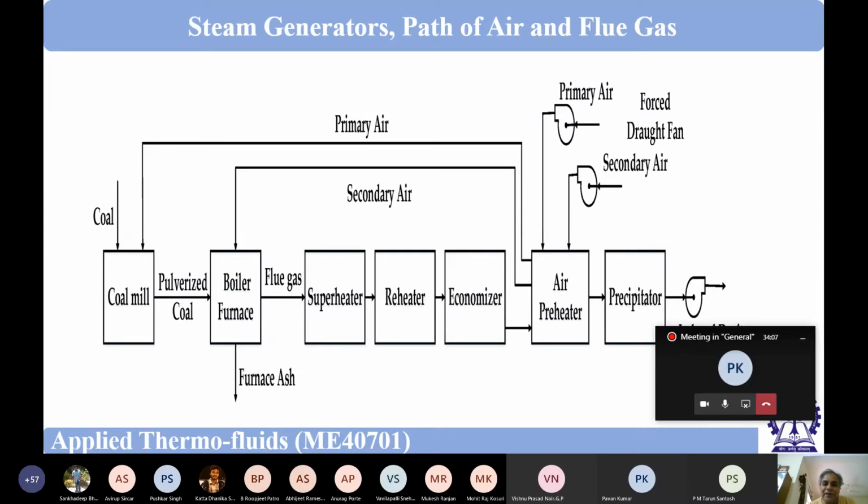See here, this fan, it is drawing air through all these things: superheater, reheater, economizer, air preheater, precipitator, etc. So this is not exactly a duct, but we can think that it is a duct. Duct is something which may be like a pipeline, it may not be like a pipeline, but the resistances through which air is being drawn or being pushed by the fan.